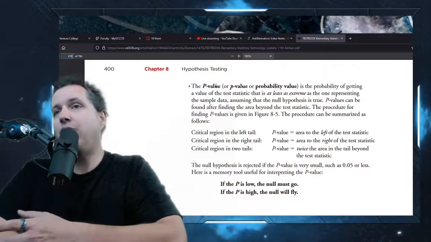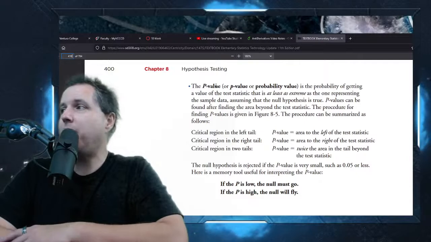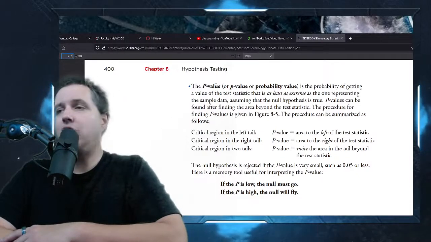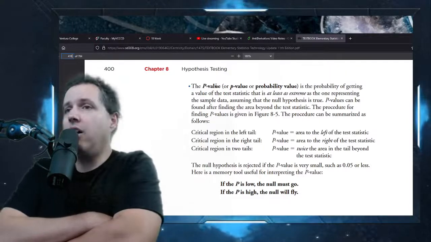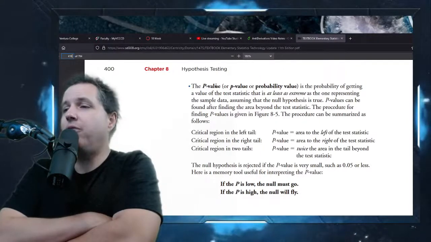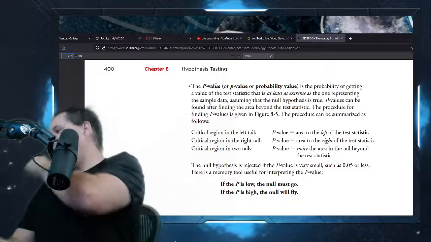That's a phrase that you hear all the time when you talk about hypothesis tests. Oh, I rejected the null. I decided to reject the null. The other interpretation is that we fail to reject the null.